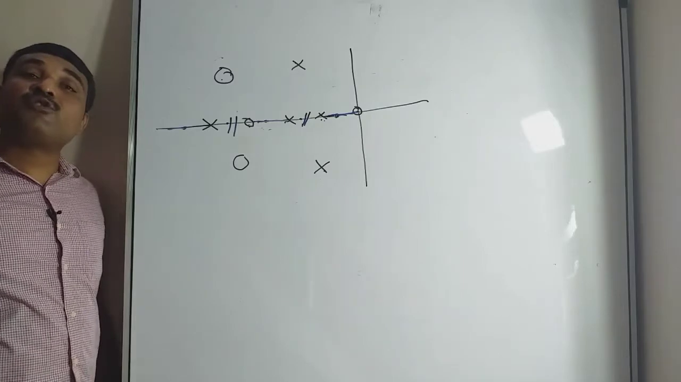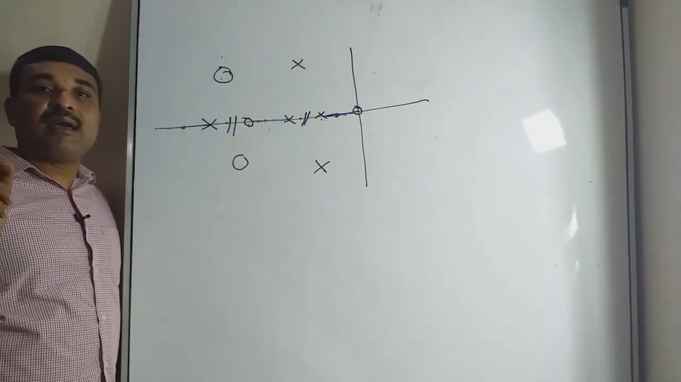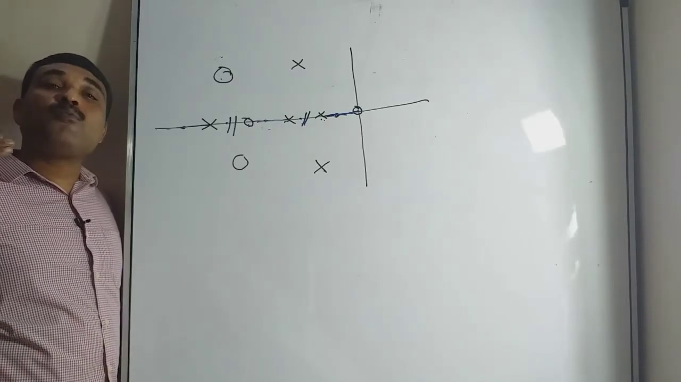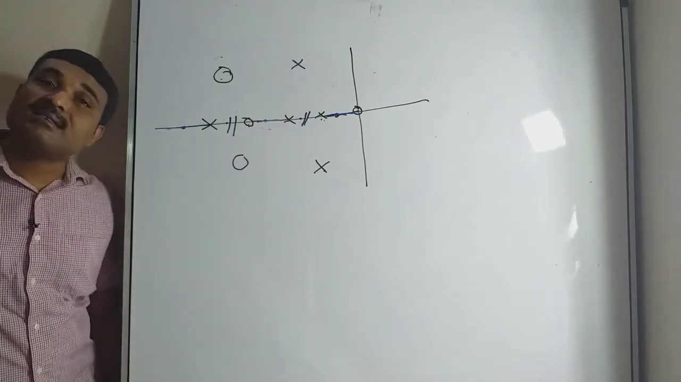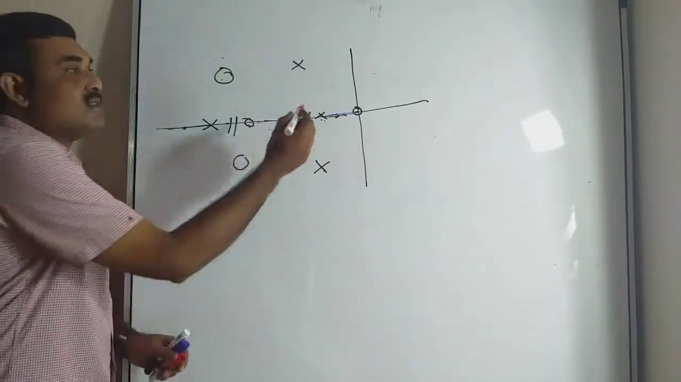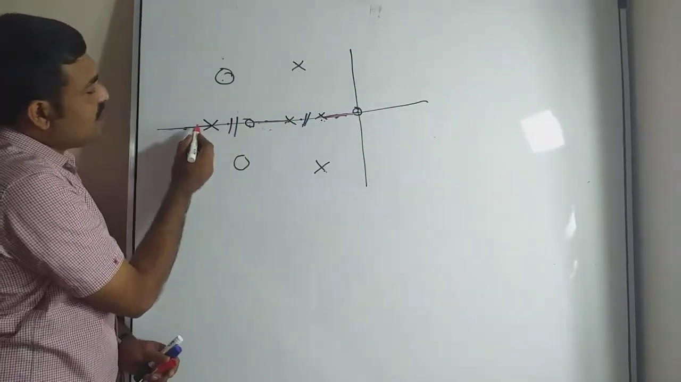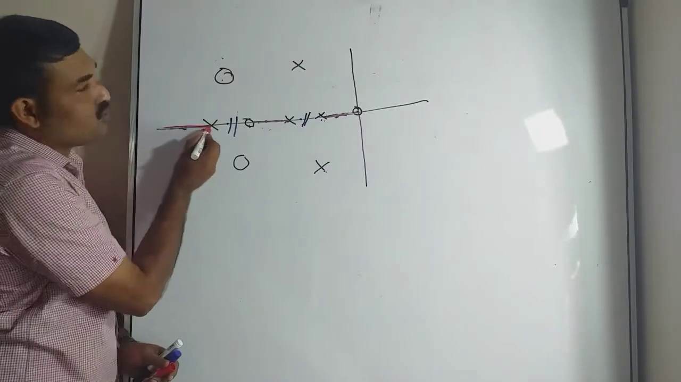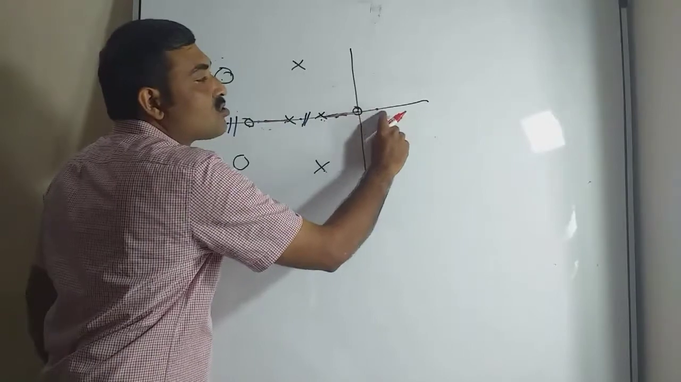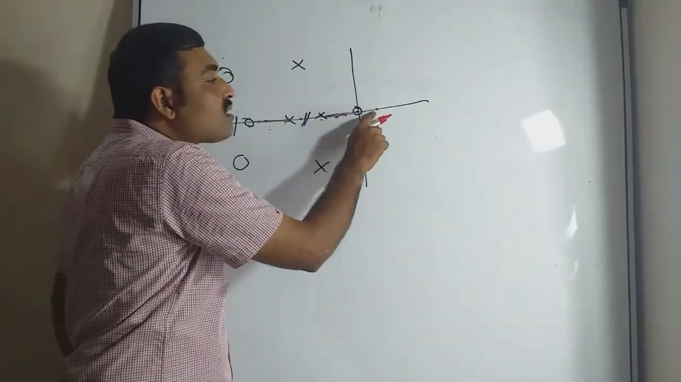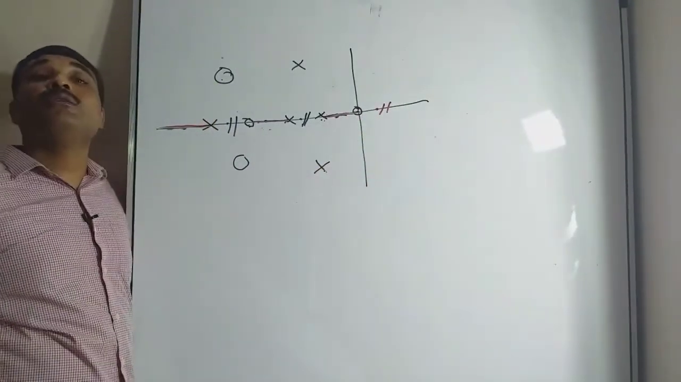So to check which portion of the root locus lies on the real axis, we take a test point and count the total number of poles and zeros. If it is an odd number, then that portion of the real axis lies on the root locus. So this portion is on the root locus, this portion is on the root locus, and this portion is also on the root locus. What about the positive real axis? For that purpose, I take a test point here. The number of poles and zeros after this point is 0. So this portion of the real axis is not lying on the root locus.